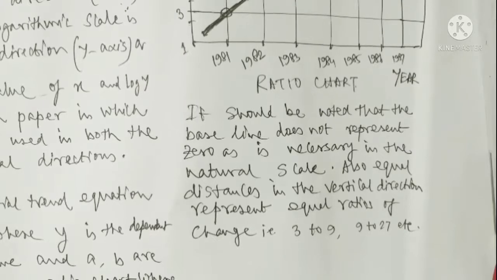In spite of these advantages, we face some disadvantages also. Number 1, absolute changes cannot be easily compared on a ratio chart. Number 2, 0 or negative values cannot be represented. Number 3, it requires a knowledge of logarithm. Without the help of logarithmic knowledge, this cannot be done.